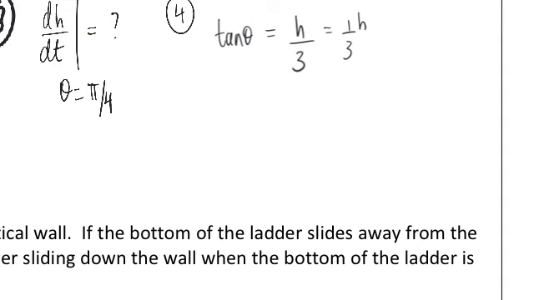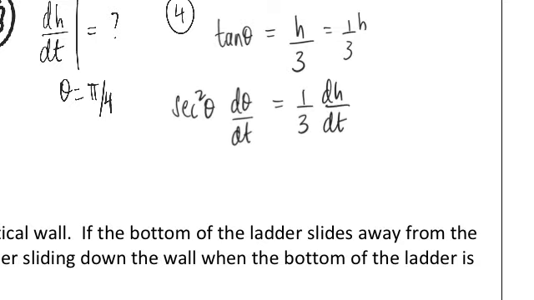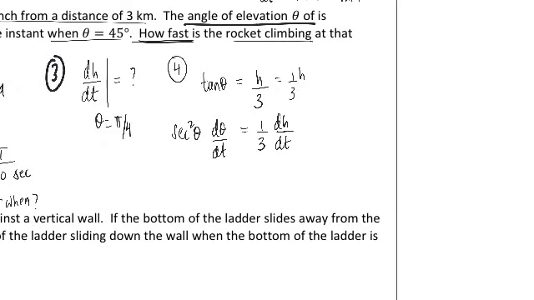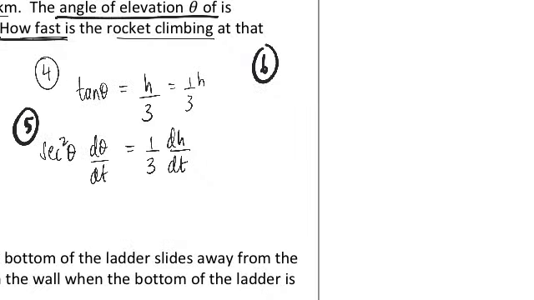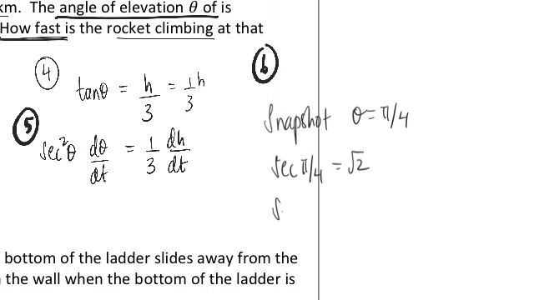So then we're going to differentiate both sides. Secant squared theta d theta/dt is equal to 1/3 dh/dt, okay? And now I just have to, oh, that was really step 5, right? And step 6, I have to answer my question putting in the snapshot numbers. Now, secant squared theta, remember, the snapshot is theta is equal to pi over 4. So secant of pi over 4 is root 2, and secant squared of pi over 4 is therefore 2.